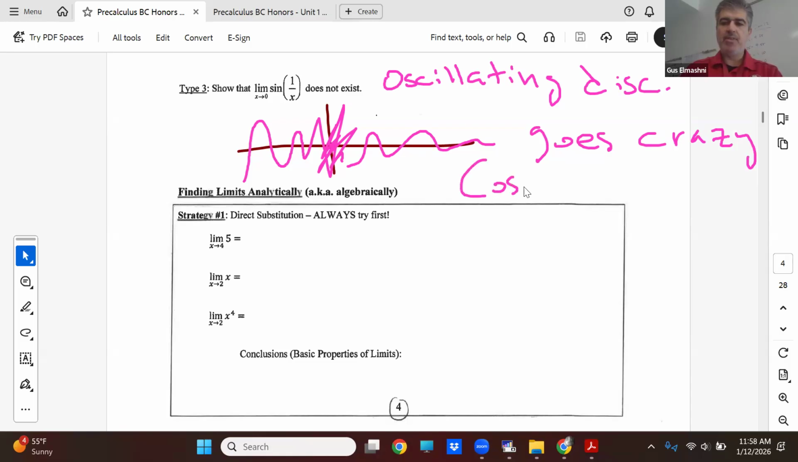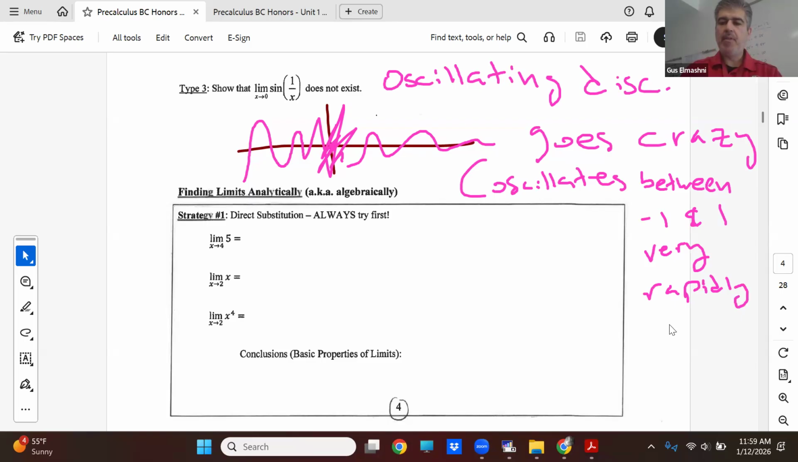meaning oscillates. What's the highest value for sine output? And lowest. Very rapidly as x approaches. That's what's happening, just going crazy.